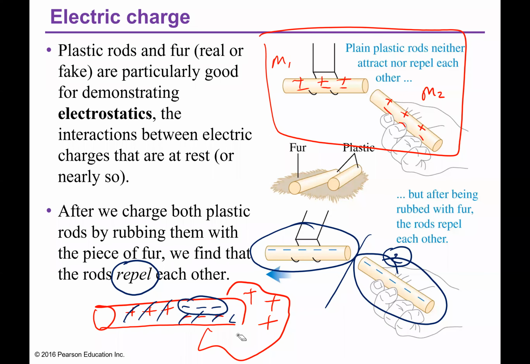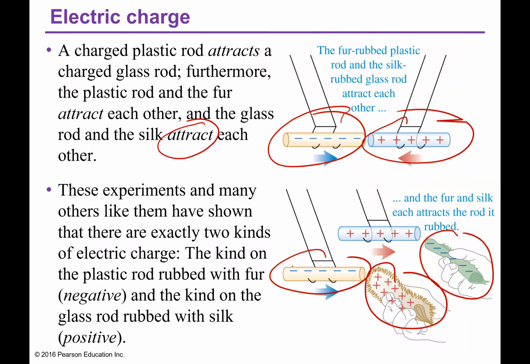That means you can see that fur, positively charged, can attract the negatively charged rod. Silk, negatively charged, can attract a positively charged glass rod. That means the experiment shows that you can charge an object by rubbing it with silk or fur. Then you can bring those two charged objects together, and any two charged objects can exert force on one another. They can repel or they can attract. What we can see from here is that like charges repel one another, and unlike charges attract one another.